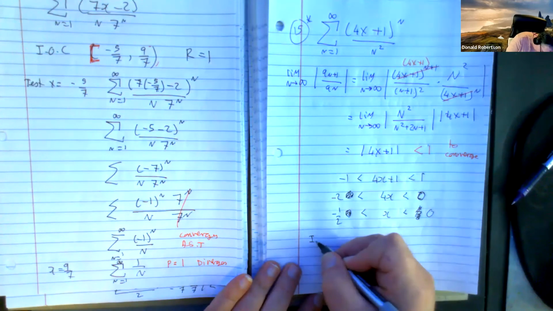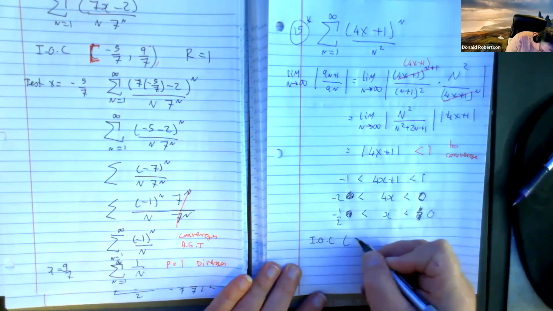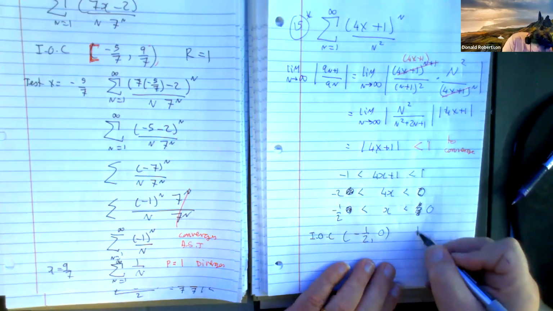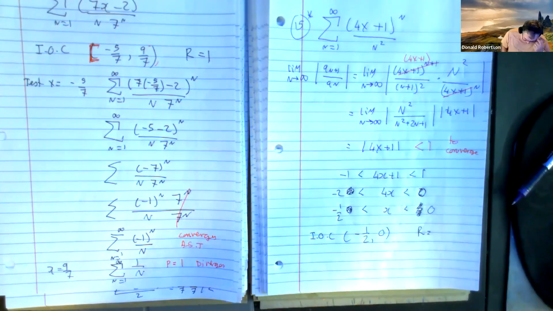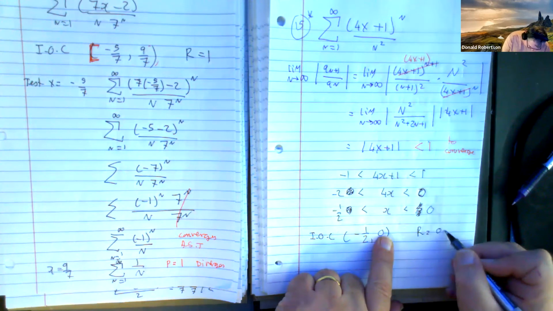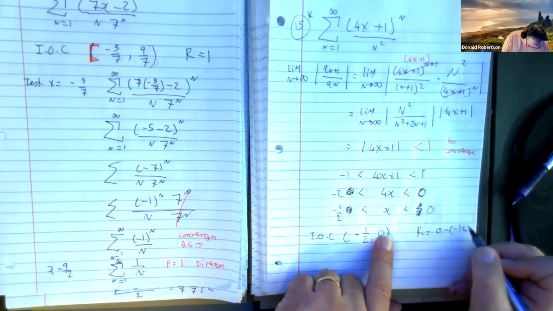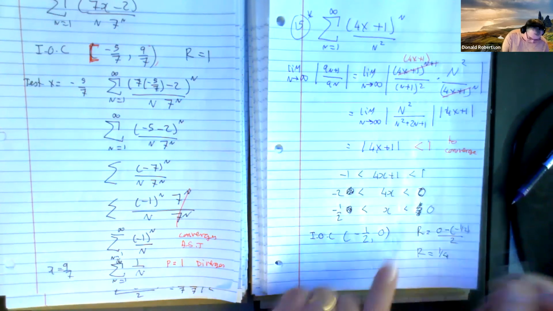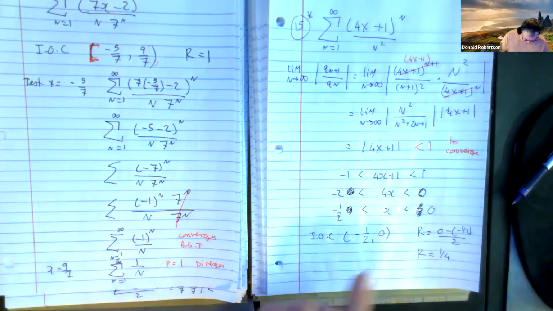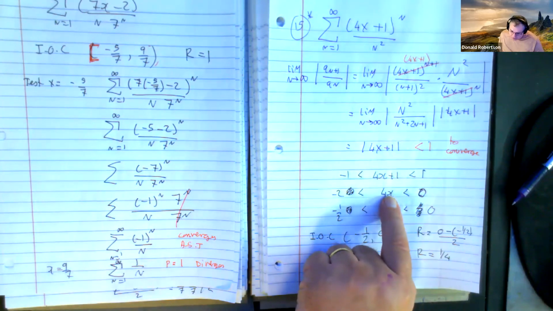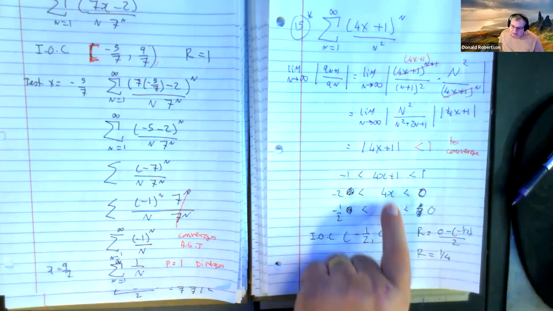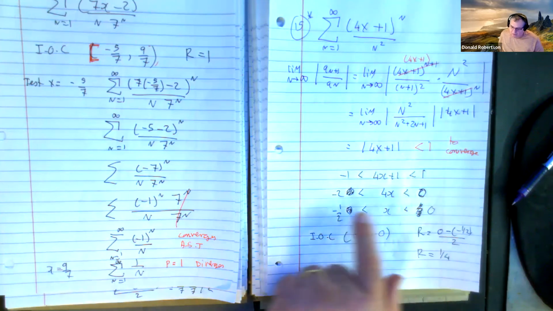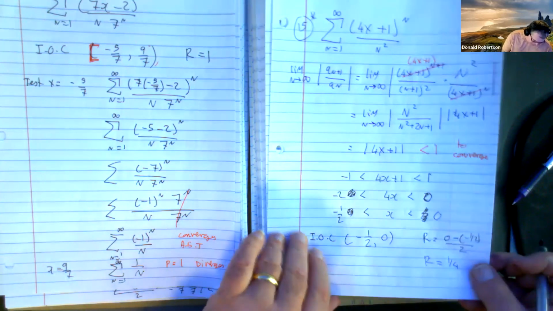So we have an interval of convergence from -0.5 to 0. And R is what? 0, take away -0.5, all divided by 2. R ends up being a quarter. So to get from here to here, subtract 1 from everybody. To get from here to here, divide everybody by 4. So that's the correct interval of convergence, at least in phase 1.